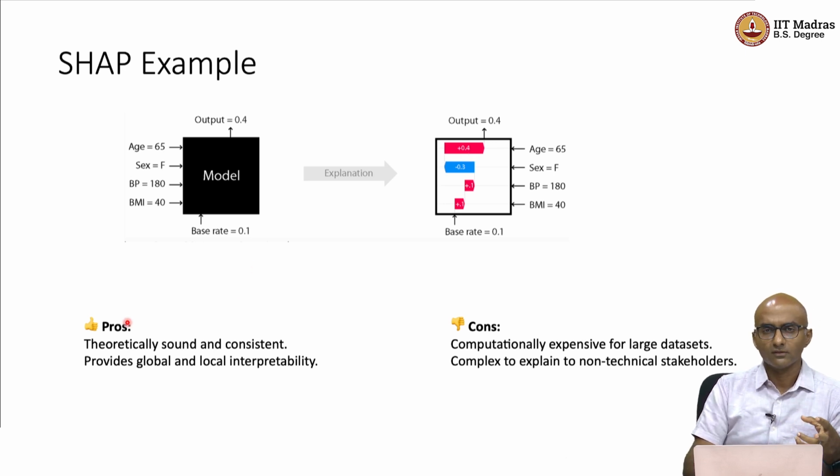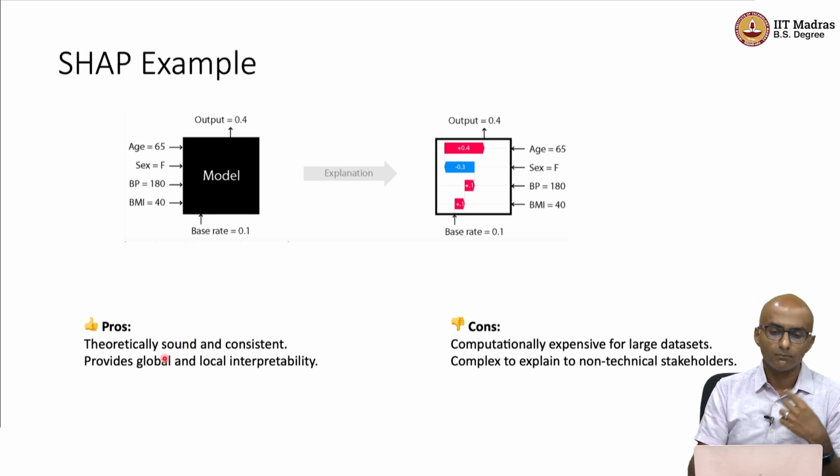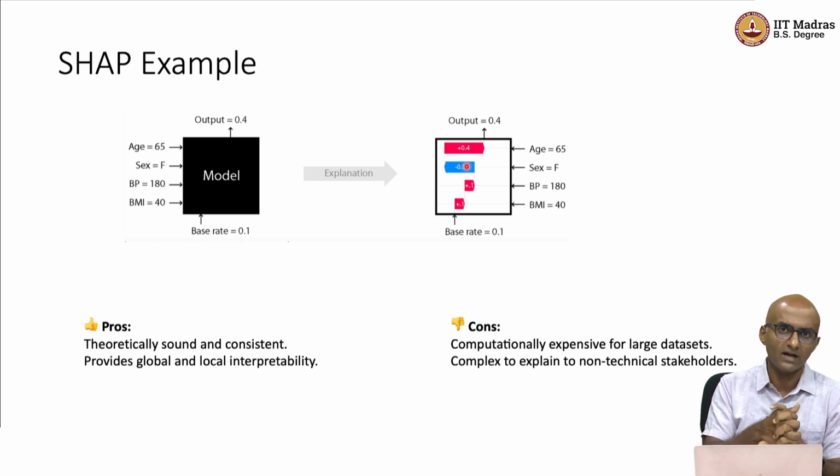So the pros: the theory behind this is sound because it uses game theory, a completely out of band kind of approach to how models are conventionally represented. It's consistent because it provides the same kind of explainability for the same sample again and again. Provides global as well as local interpretability. Local is what we saw per sample. Global is when it aggregates into average behaviors over a bunch of samples.